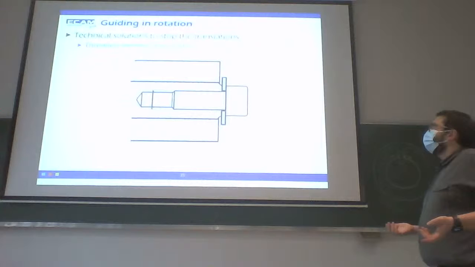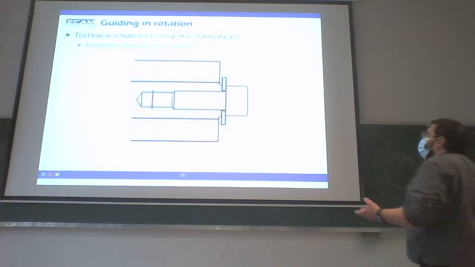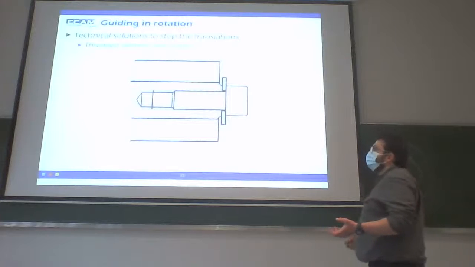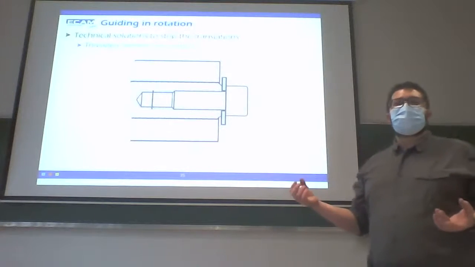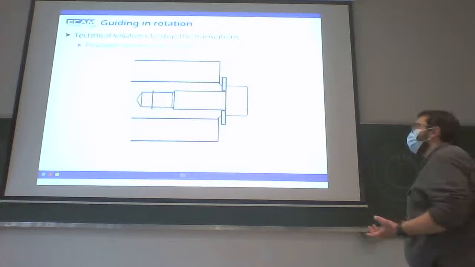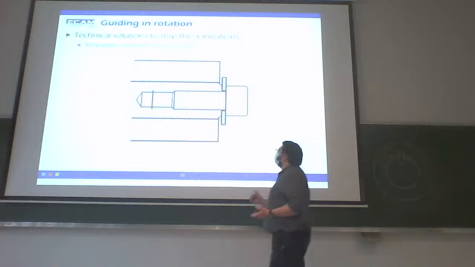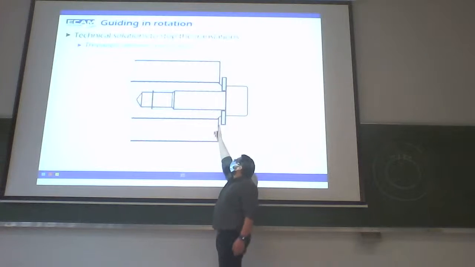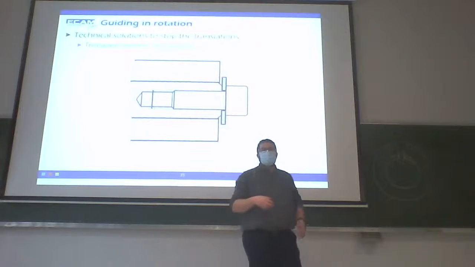I can use threaded elements. So I will use the washer. Like this, I have an important surface of contact plus a screw inside a threaded hole of the shaft. And this stops the translation between the two parts. Here we have contact between the part and the washer that stops the translation.